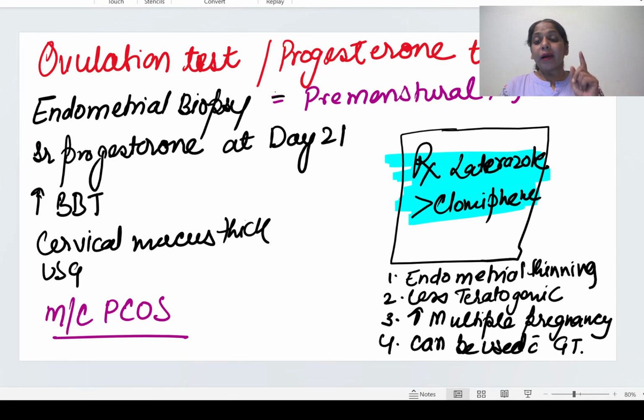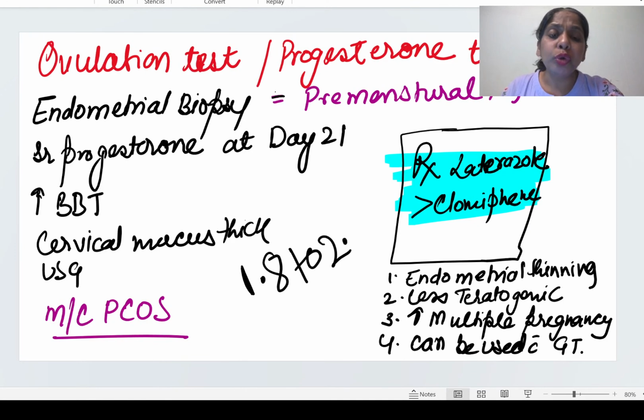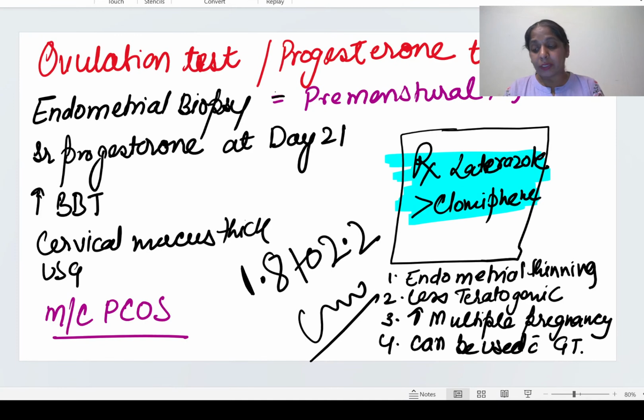Okay. The ultrasound test. On ultrasound, we see the ovum size. If the ovum size has reached 1.8 to 2.2 centimeter. Okay.